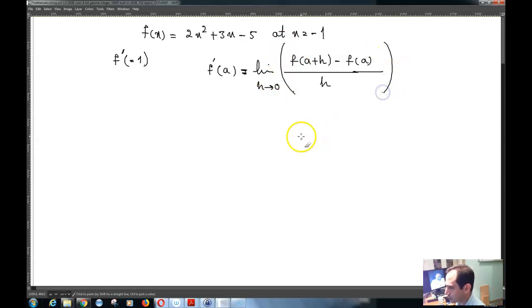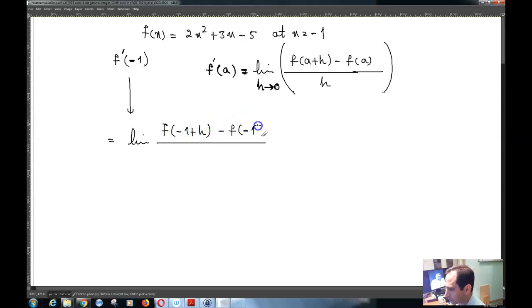And what that means is that f prime of -1 is, in this case, equal to basically the limit of f of -1 plus h minus f of -1 over h as h tends to 0. Now you need to calculate these two things. First of all, you need f of -1 plus h and f of -1.